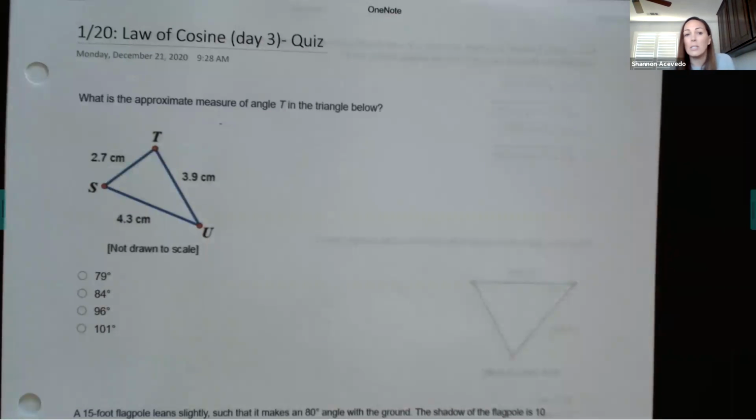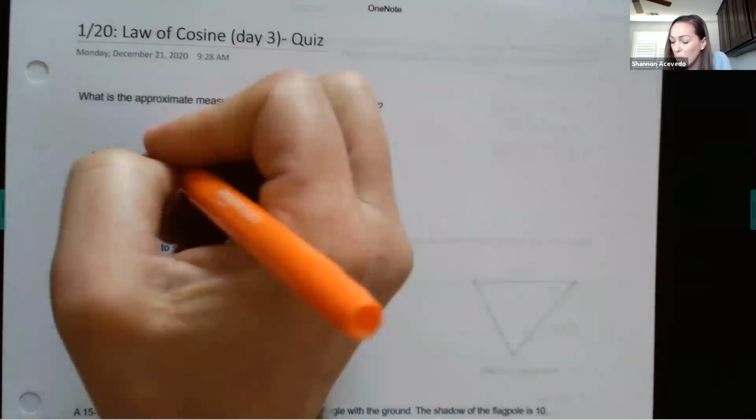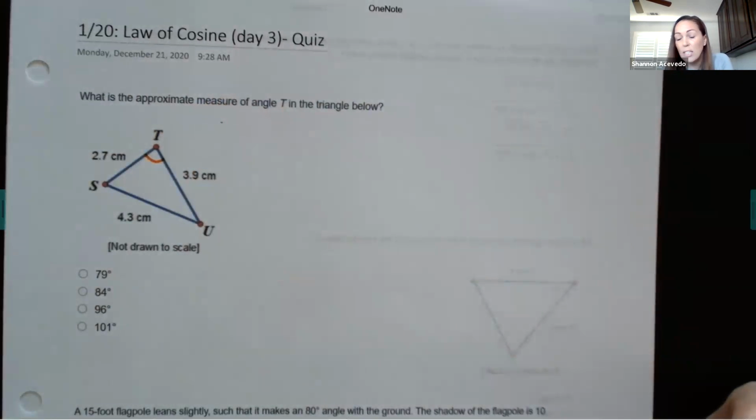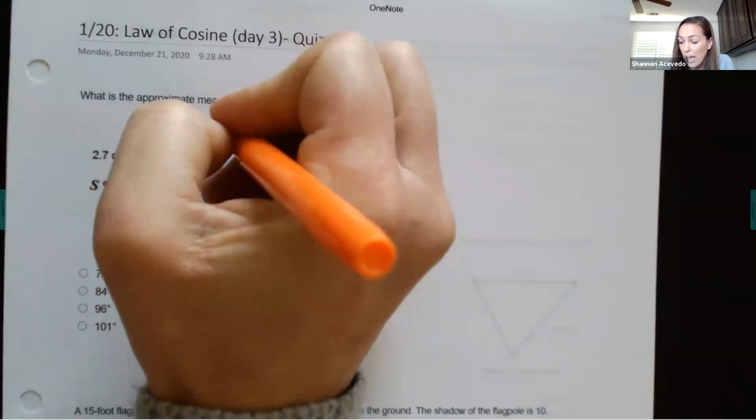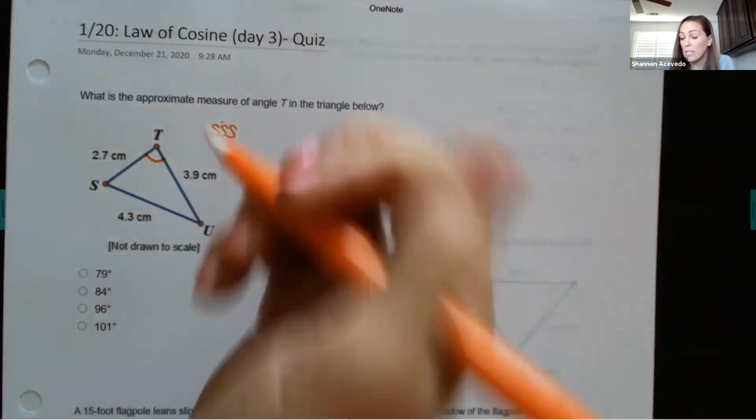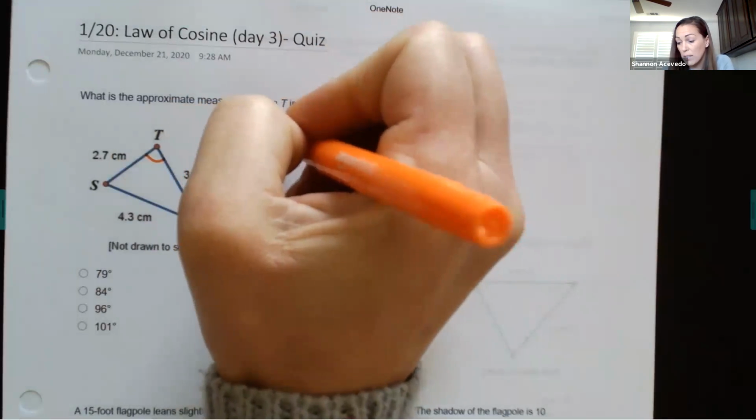So this is, what is the approximate angle of T? So we're looking for this angle here in the triangle. And if I look here, I'm given a side, side, side. So if we have an SSS triangle, that's one way to know that it's going to be law of cosines.